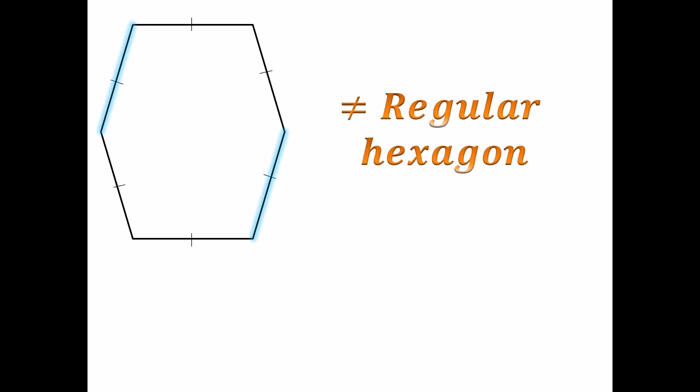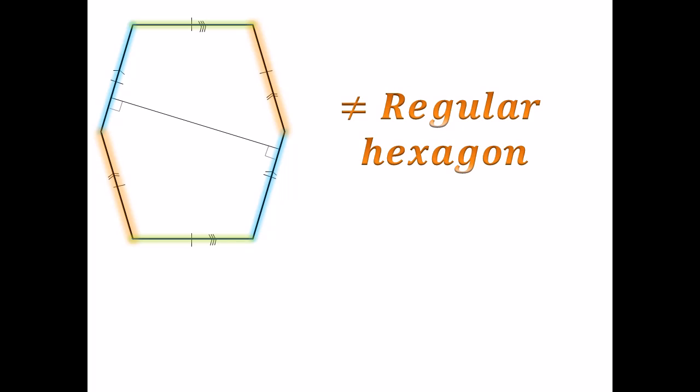That is, these two blue lines are opposite, so they are parallel. Similarly, these two brown lines are also opposite, so they are also parallel. And the remaining three green lines are also opposite, so they are also parallel.